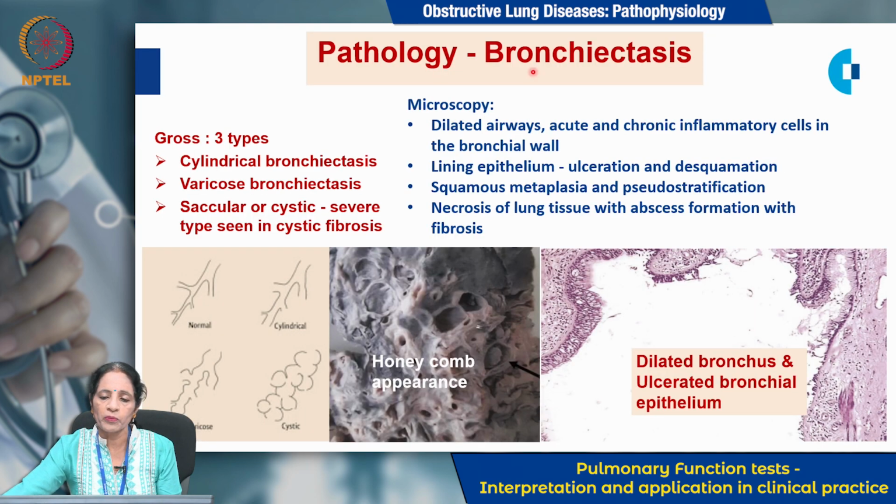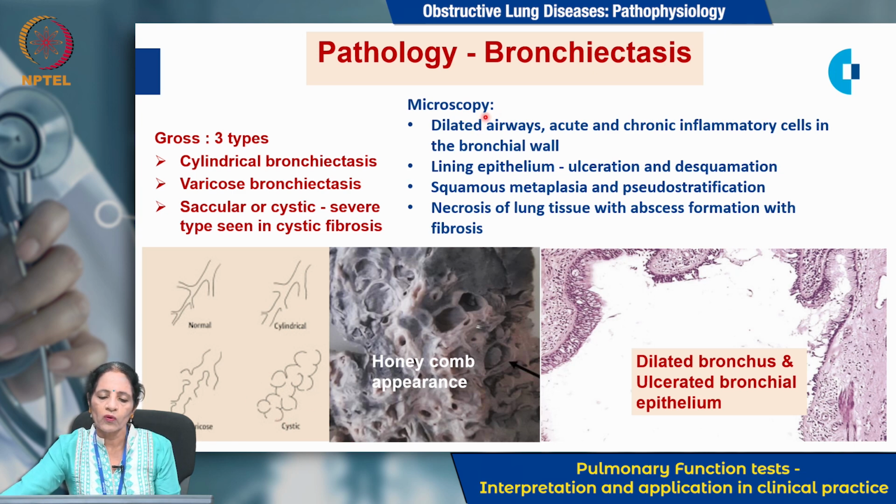Coming to the morphology or pathology of bronchiectasis, grossly there are three types. One is called the cylindrical bronchiectasis. Here, this is the normal bronchi, and this is cylindrical, where there is uniform permanent dilatation of the bronchi. There is what is called a varicose type, which is kind of spiraling and undulating, and there is saccular or cystic, which is very typically seen in cystic fibrosis. That is why the name cystic fibrosis has come.